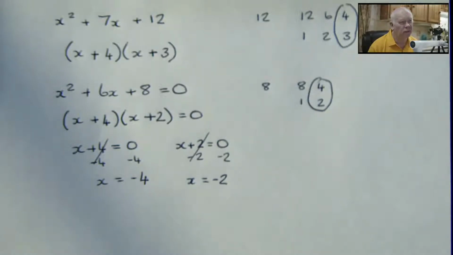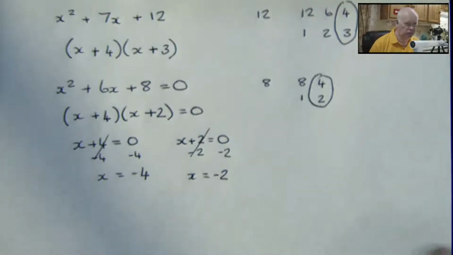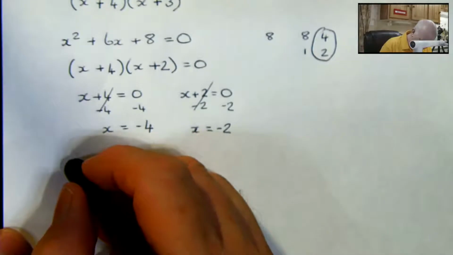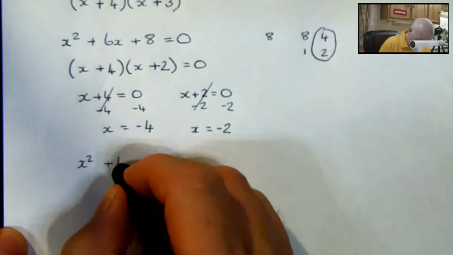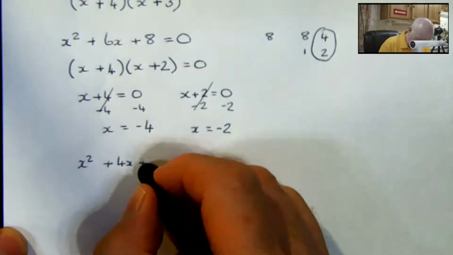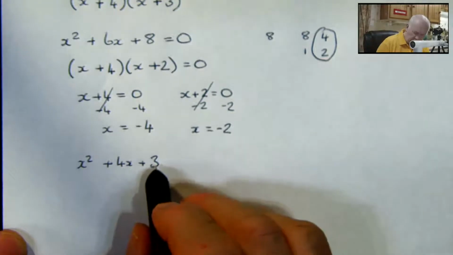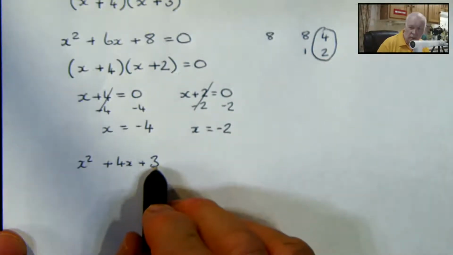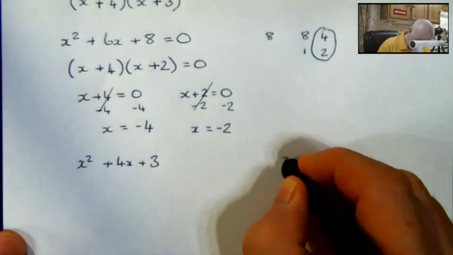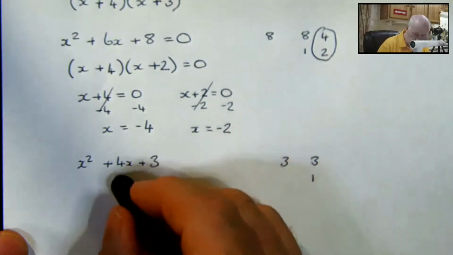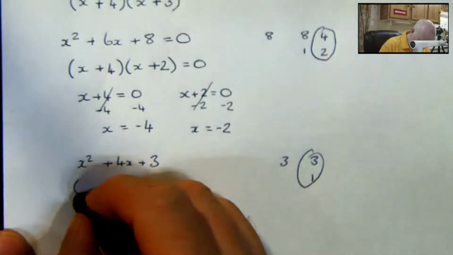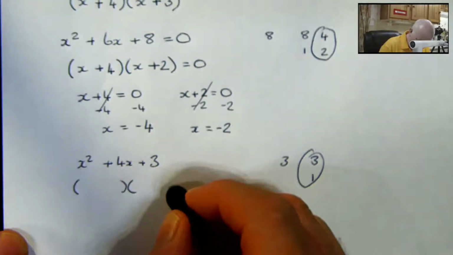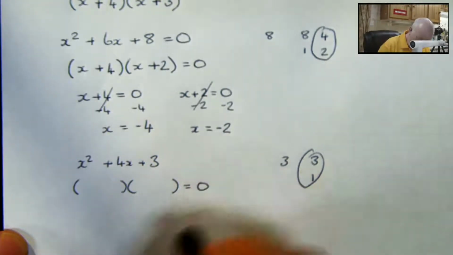So let's have a look at another quadratic equation. This time I'm going to choose something a little easier. So we're going to go for x squared plus 4x plus 3. Easier because the factors here of 3 are only 3 and 1. And that's going to make 4. And we've only got one choice. So it is easier for us. We can write out our brackets. This equals 0.